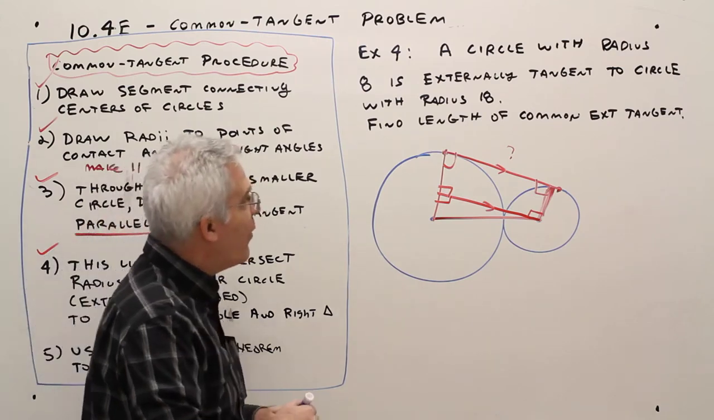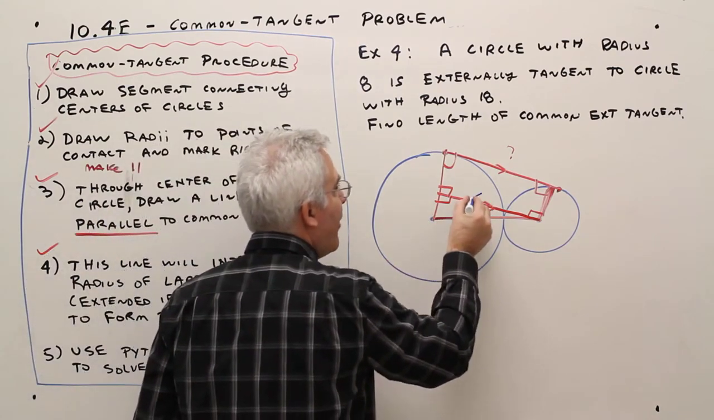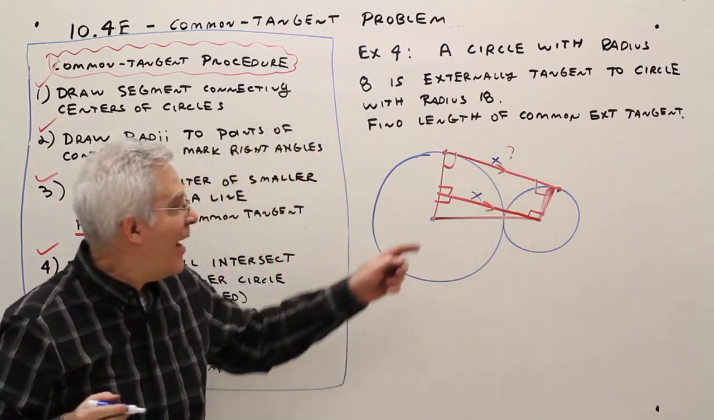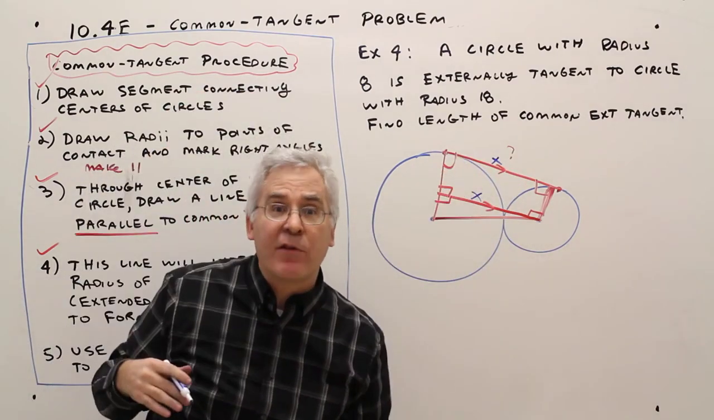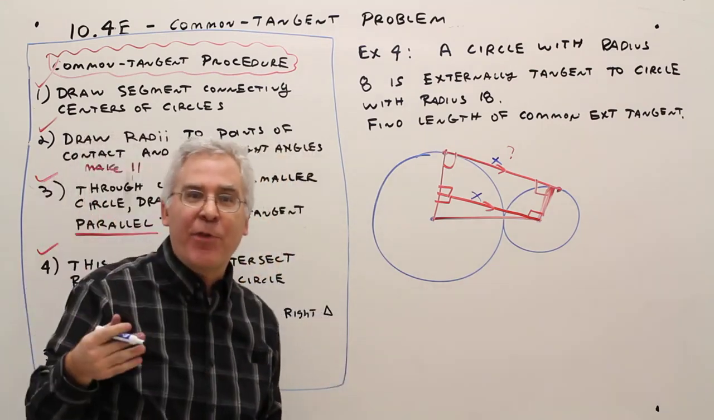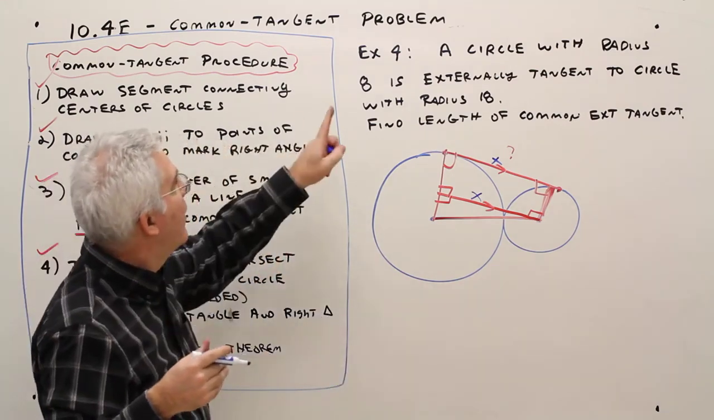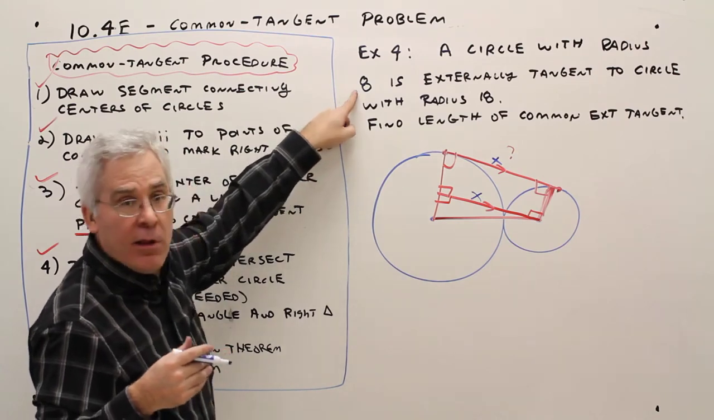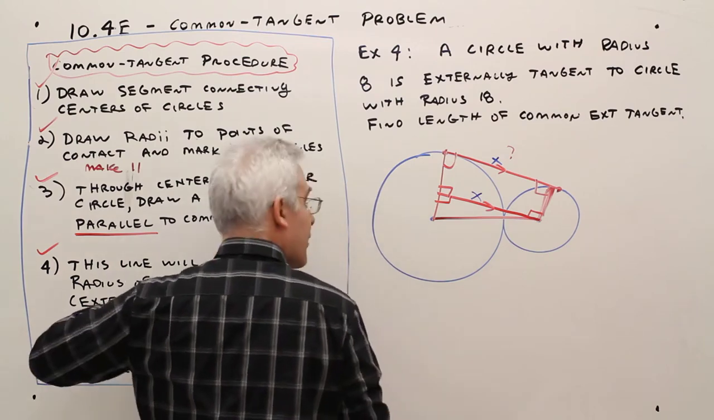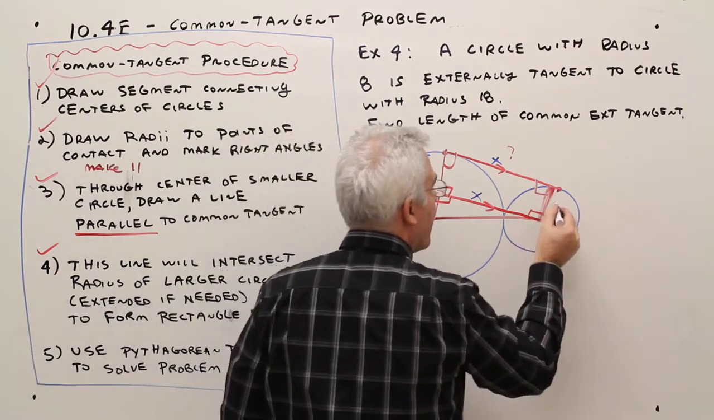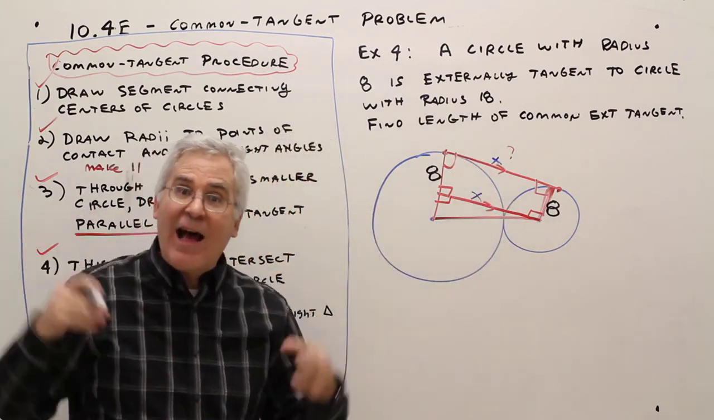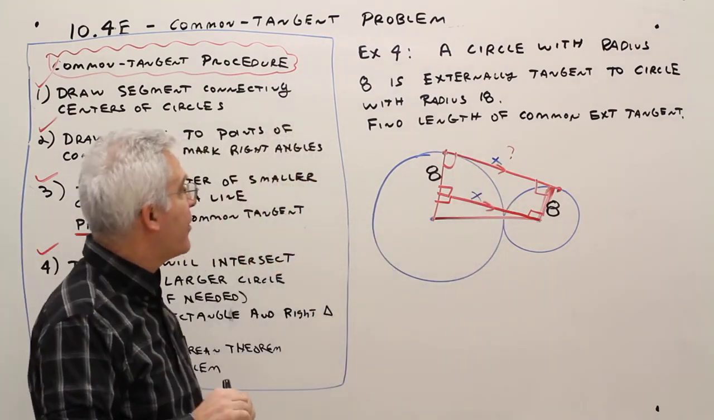Step 5, use the Pythagorean theorem to solve this problem. So what I'm going to do is call this x here, and once I get x, then I've got the answer because I have a rectangle. Opposite sides of a rectangle are congruent. All right, let's start labeling with the information I was provided. The small circle has a radius of 8. We'll use a different color marker. Well, if I'm 8 there, I'm also 8 there. Again, opposite sides of a rectangle are congruent.